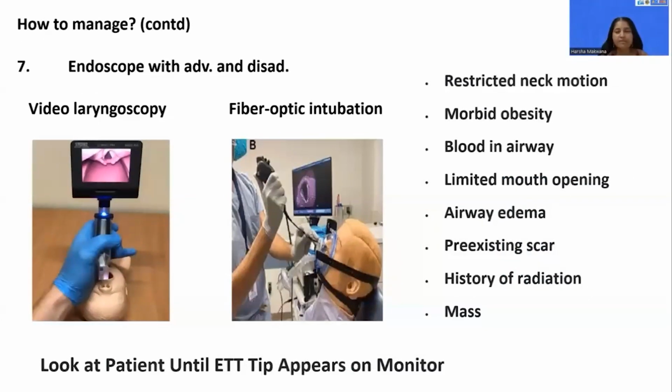This is helpful in restricted neck movement patients, morbid obese patients, airway edema, pre-existing scar, history of radiation, and mass. But definitely, you have to be very careful when there is blood in the airway cavity and limited mouth opening, because you cannot manipulate inside with your laryngoscope. And for that, you have to look at the patient until the EtCO2 appears on the monitor. Before that, you forget the monitor and you see inside the oral cavity.